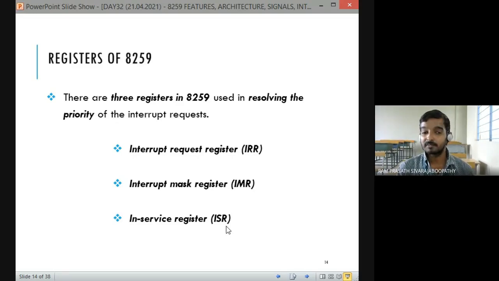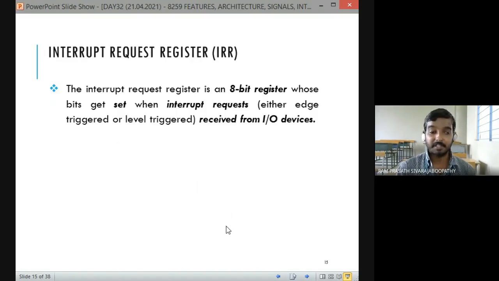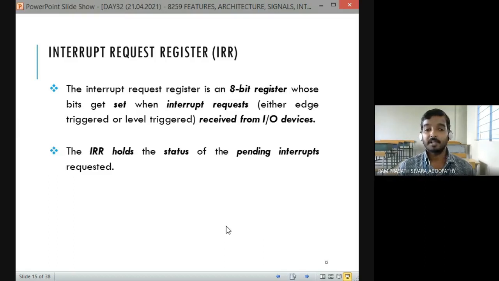Is it clear to everyone? Yes, fine. So now you know IRR means interrupt request register. It is an 8-bit register. When does it get set? When an interrupt request comes, either edge triggered or level triggered. In the case of edge triggered, the request will be stored. That means when an interrupt comes and goes away, the request gets stored. In the case of level triggered, when the interrupt is occurring at a high level, it has to be serviced.